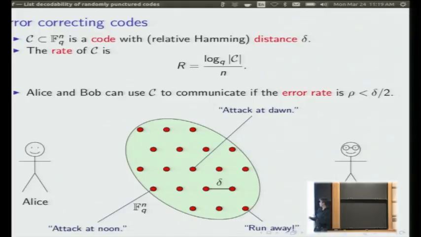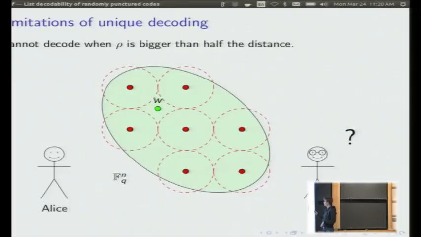If they have a good code with good distance, which is more than twice the error rate, then they can communicate. So if Alice wants to say attack at dawn, she sends Bob this code word. It gets perturbed a little bit, and he sees this corrupted word W. If the distance of the code is big enough, he knows that there's a unique code word to which his received word corresponds, and he can prepare accordingly. He knows what Alice meant to say. Okay, so that's coding theory in a nutshell.